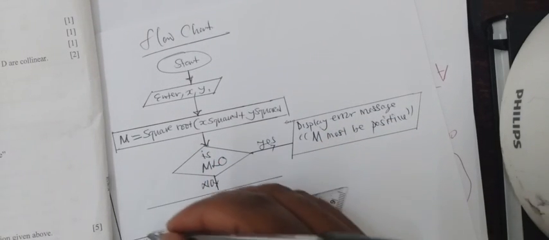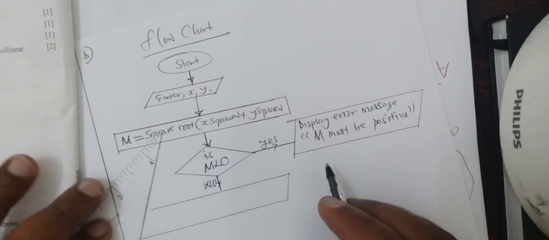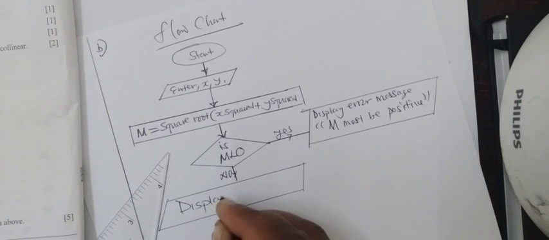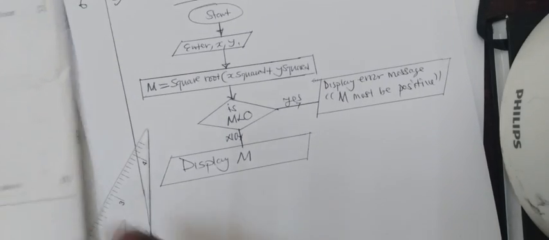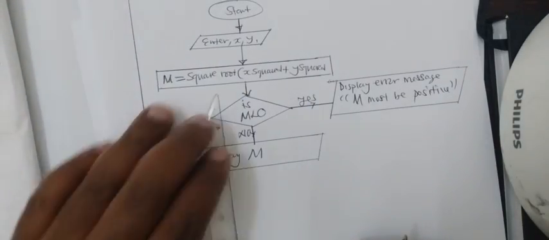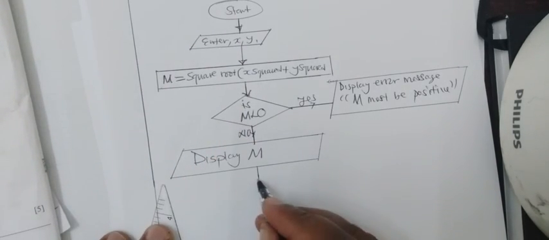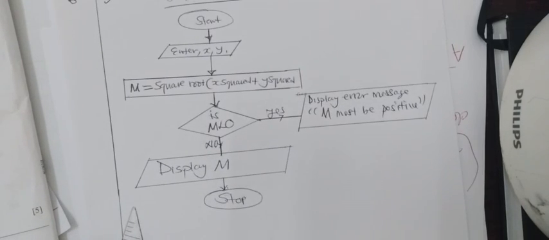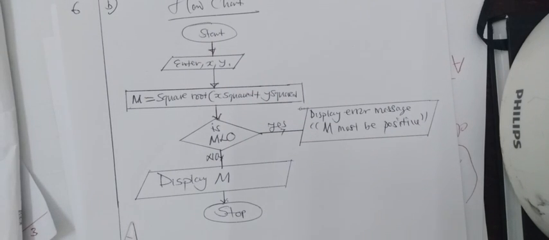So we say display M. All right, then what should happen? We stop. So you bring an arrow. Please make these arrows as beautiful as you can. So you say stop, then the job is done and you get all your 5 marks there. That's where we end with question 6.